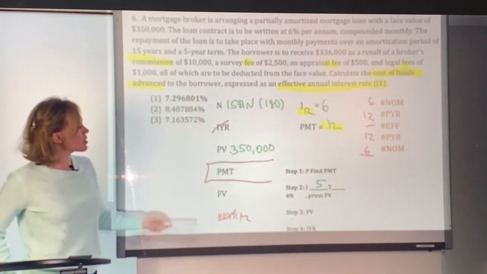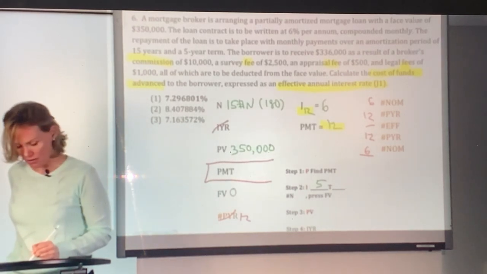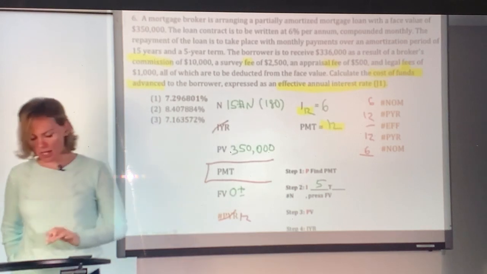Cross off IYR, PYR. Let's put all the information in. We're looking for the payment, so don't skip your future value. Future value is not given to you, so you will put 0 plus minus. Good job. Okay, so let's plug them all in and see how much it comes up to.